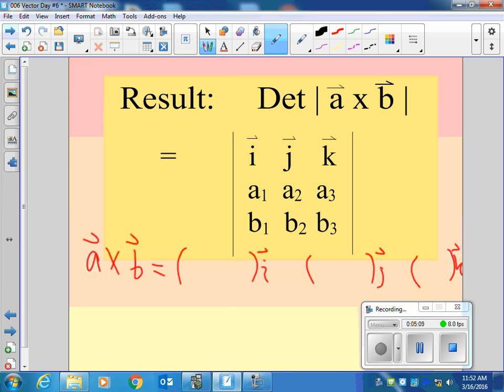So how we're going to do it is, would you, on your iPad, cover up A and B? Can you put that away, please? Thank you.